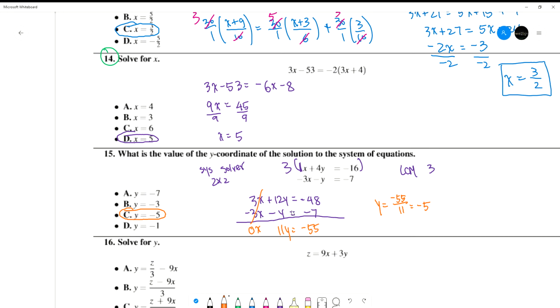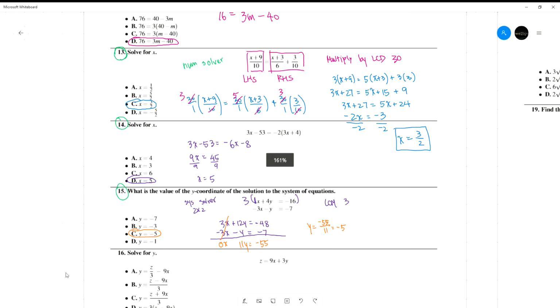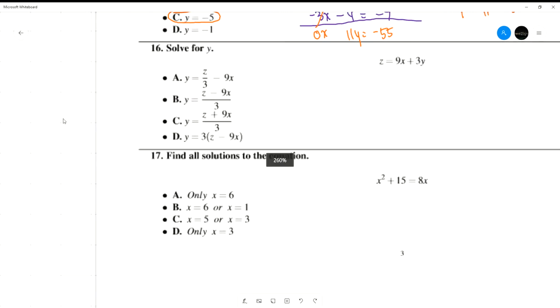Notice we don't even have to solve for x here, right? Normally, we do solve for x, right? Because the solution of a system is the point of intersection of these two equations, correct? And a point is an ordered pair. We have the x-coordinate and the y-coordinate. But in this multiple choice question, we don't have to. All right. So number 15 was a calculator question. Moving on to 16 and 17.